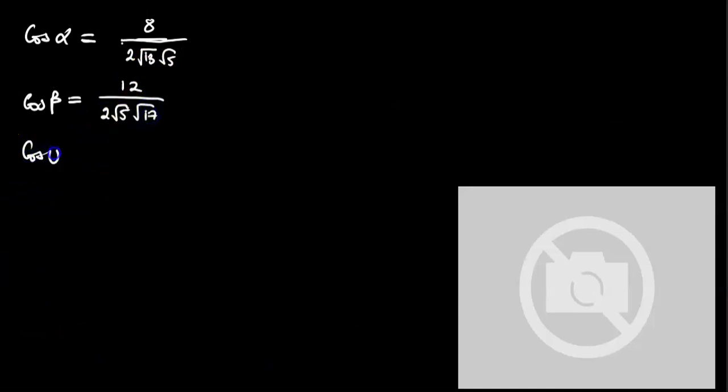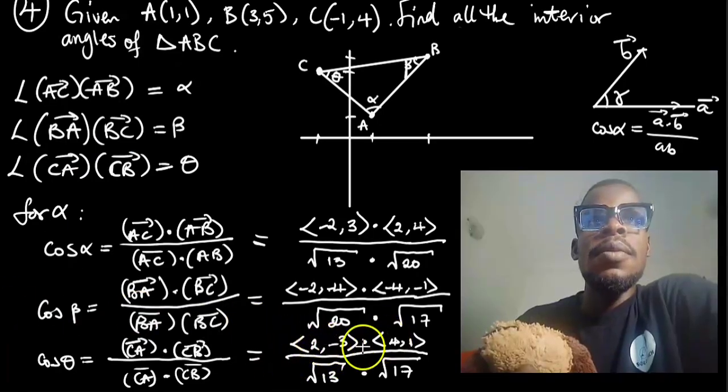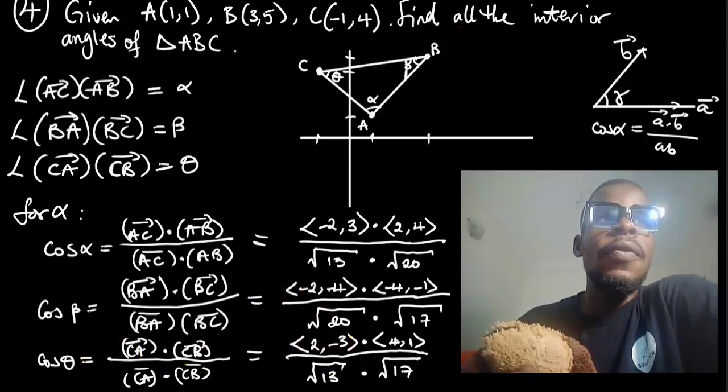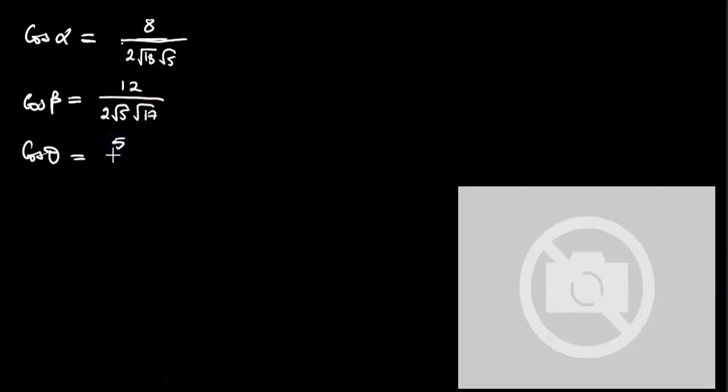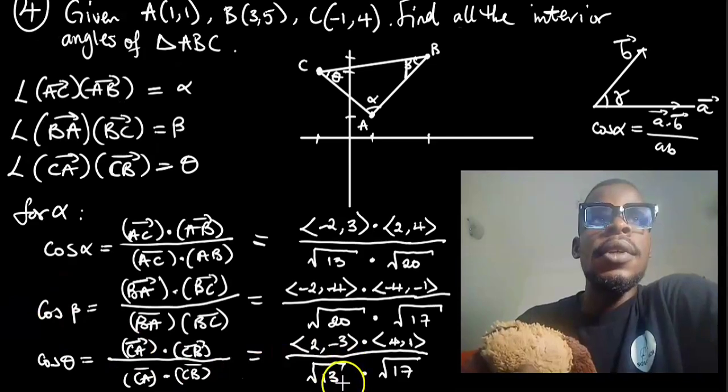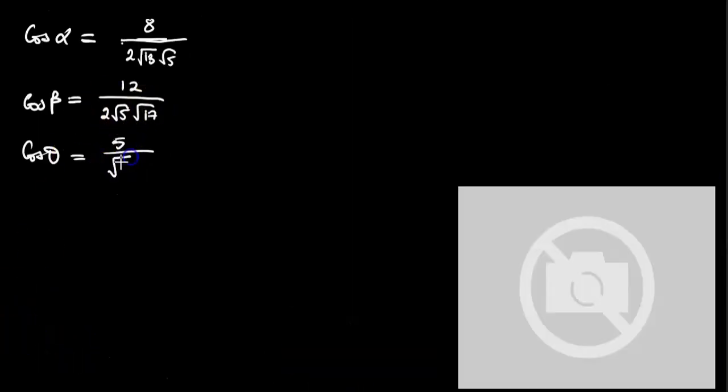Okay, and then lastly, cosine of theta is 2 times 4 is 8. Then negative 3 times 1 is negative 3. So that will be 5 up there. Then we divide that by square root of 13 times square root of 17. That's square root of 13 times square root of 17. Okay, great.